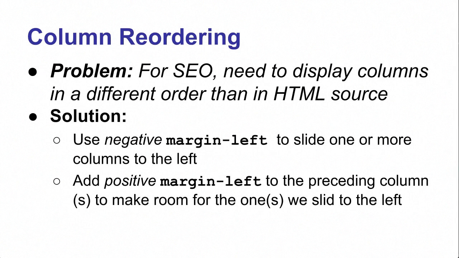There are some situations where we might want to display the columns in a different order than they appear in the HTML source. For example, to improve a site's ranking in Google searches, we might want to have the left sidebar appear after the main content in the HTML. The solution is to reorder the column display in CSS by applying negative and positive left margins to slide the columns to the left and right.